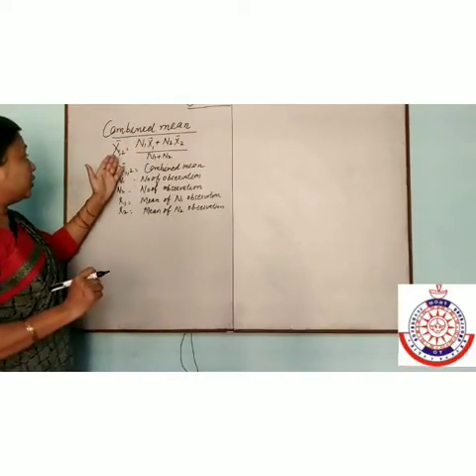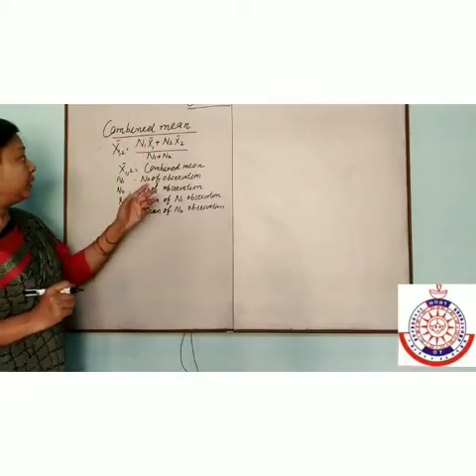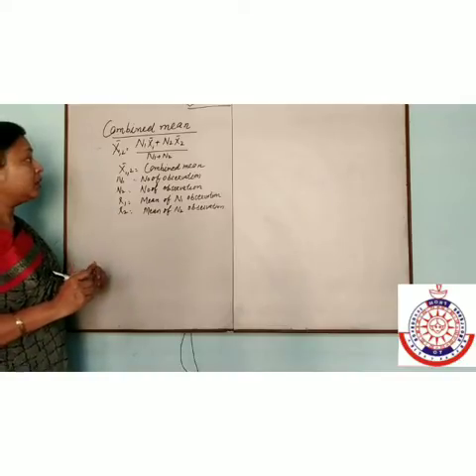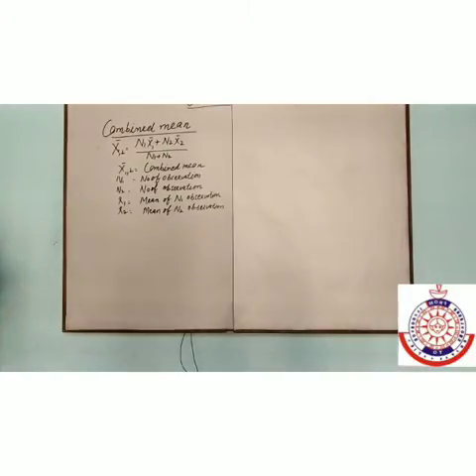Sometimes x bar 1 2, the combined mean, is given and one value is missing. We can find out the missing value also, and we can also find out the combined mean from this formula. Let us take one example.